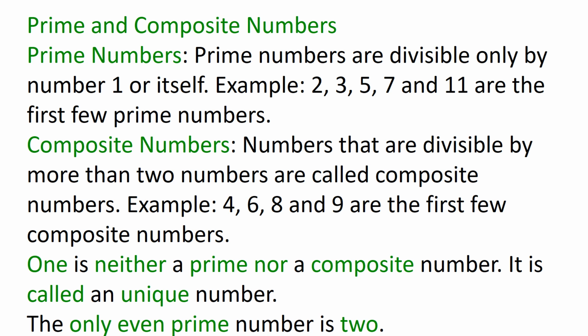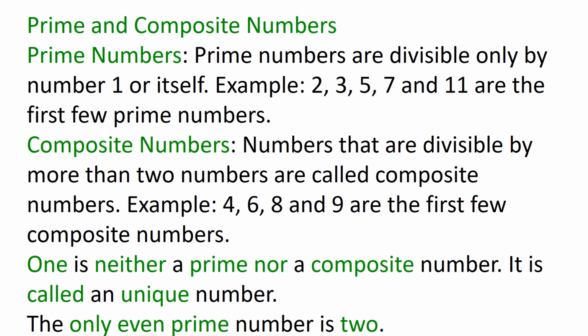Prime numbers. Prime numbers are divisible only by number 1 or itself. Example, 2, 3, 5, 7 and 11 are the first few prime numbers. These numbers appear only in table 1 and in their own table. Composite numbers. Numbers that are divisible by more than 2 numbers are called composite numbers. Example, 4, 6, 8 and 9 are the first few composite numbers. Other than table 1 and their own table, these numbers appear in a few other tables also.